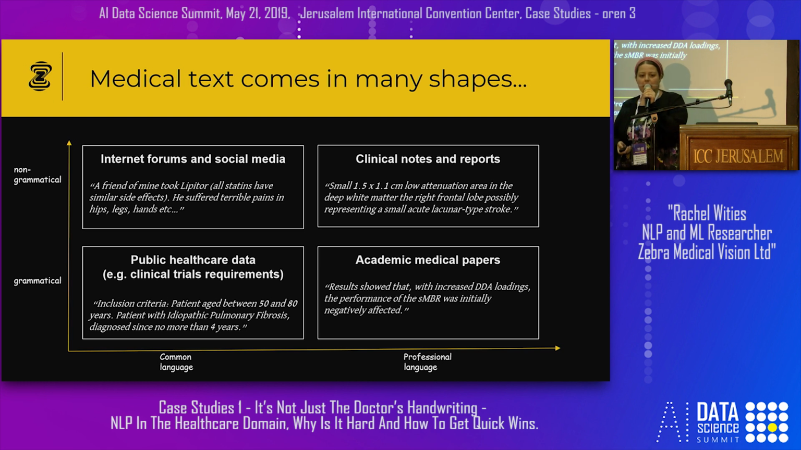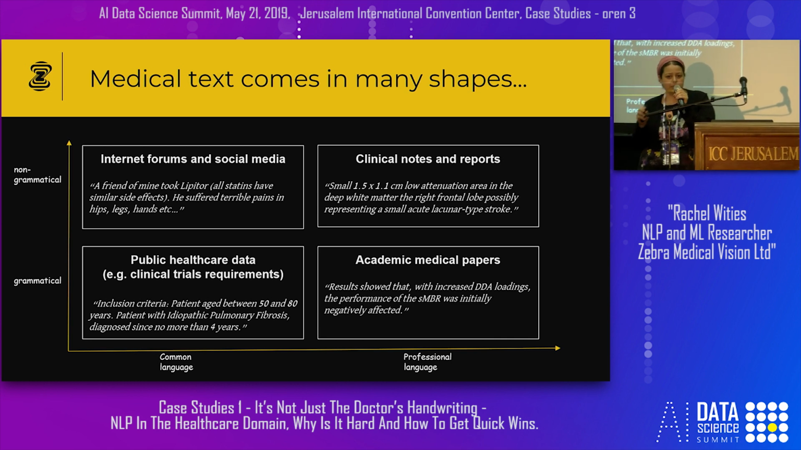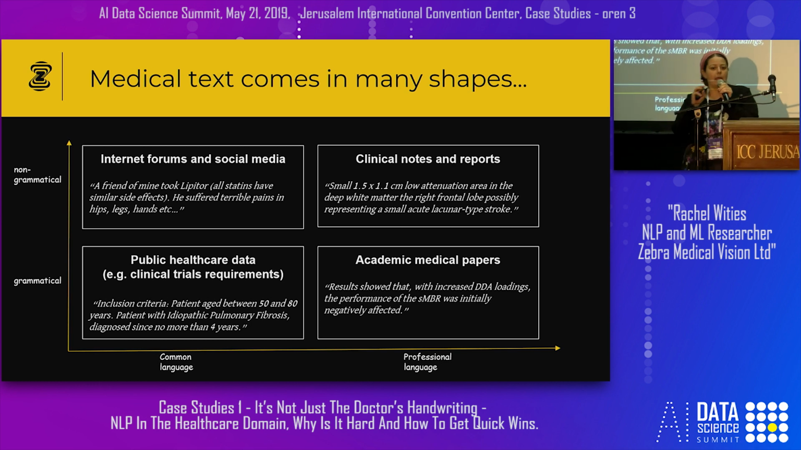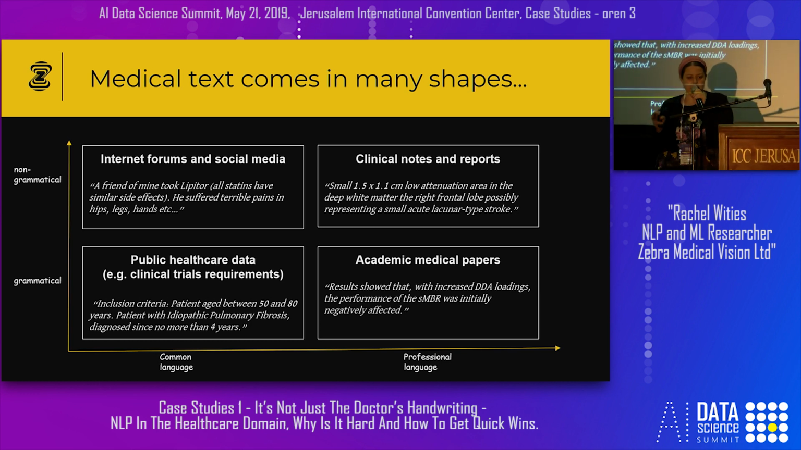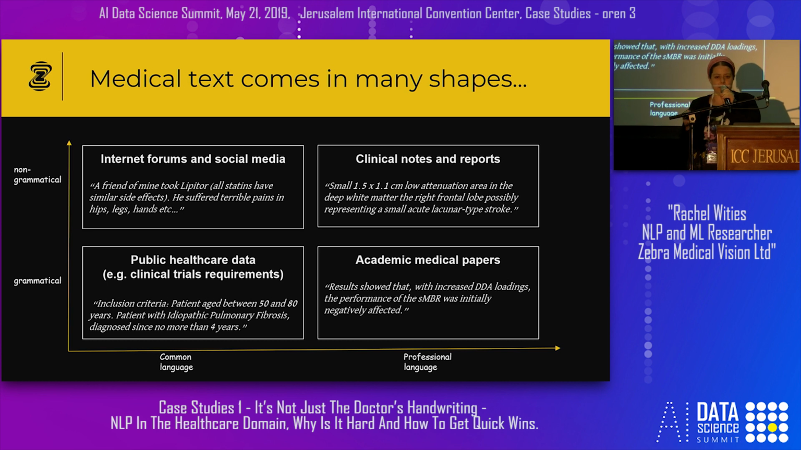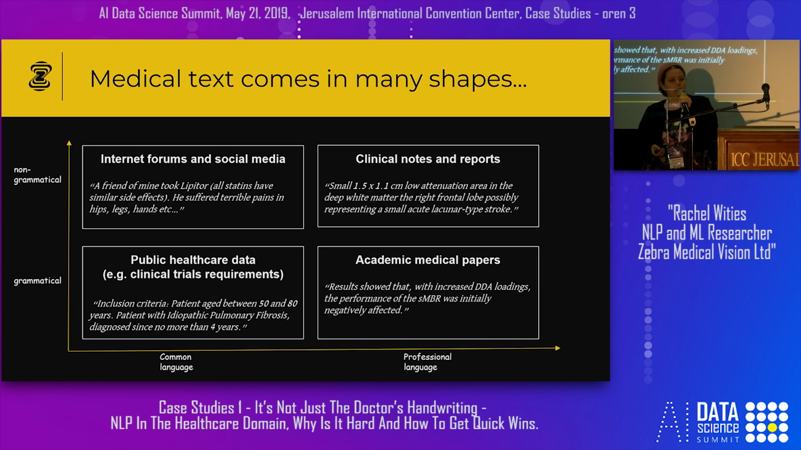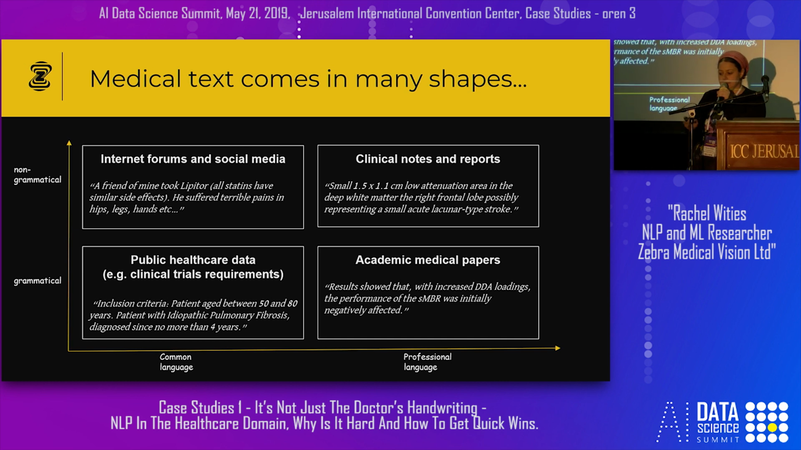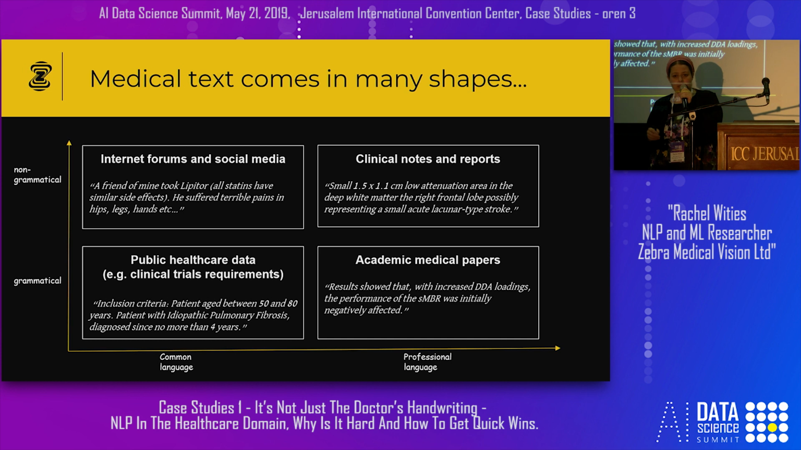Let's take a quick peek at this mess we're talking about. So there are actually a big variety of medical texts. There are forum and social media messages where people like very much to discuss their medical conditions and those of their spouses and friends. There's actually a lot of medical data available publicly. You can see the example here of clinical trials requirements. And there's also Wikipedia and news. You have academic medical papers.